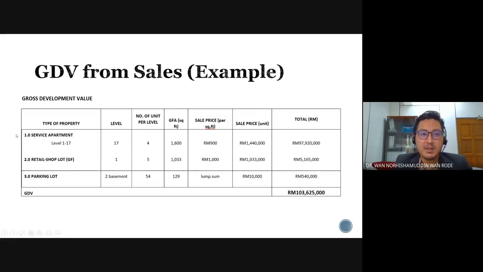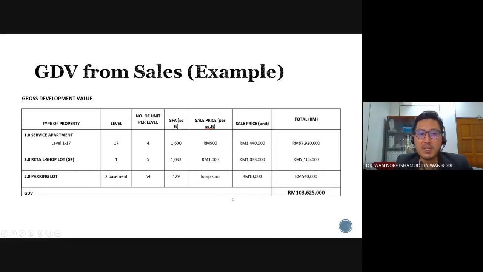So let's say we have a service apartment. The sales price is on a per square feet basis, and then you multiply it with the GFA, or in this context of residential, the gross floor area, and you will get the sales price per unit. Finally, you will get the total selling price for the service apartment. And then you do the same for the retail shop and also for the parking lot.